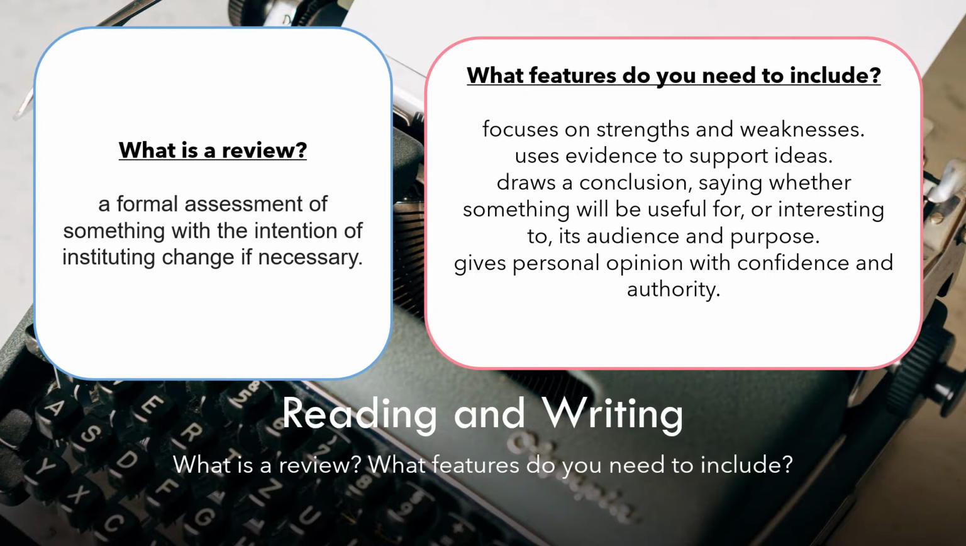So what kind of features do you need to include? Well, the features for a review are quite straightforward really. So you need to make sure that you're focusing on the strengths and the weaknesses of whatever it is that you're reviewing. Remember, the people who are reading this are reading it because they need someone to help them make up their mind. Should they watch this show? Should they go to this place? You're there to help them come together and think about what they need to really consider in order to make their decision. Use evidence to support your ideas, so actually have solid reasons behind why you think something would change or why you think something is particularly good and why others should get involved with it.